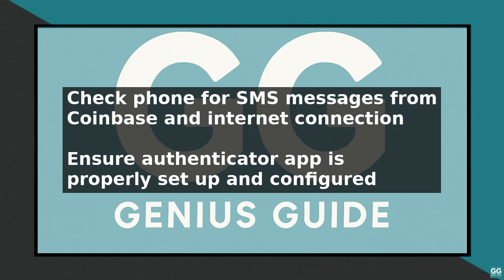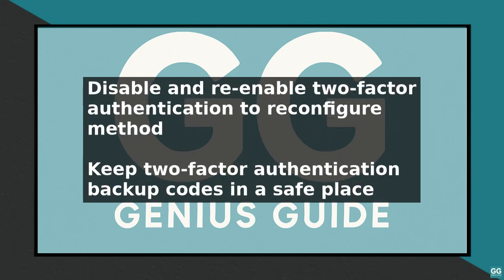If you are using an Authenticator app, such as Google Authenticator or Authy, ensure it is properly set up and configured. Open the app and check the code being generated. If the code is not being generated, try restarting the app or reinstalling it. If you are still having trouble, try disabling and re-enabling two-factor authentication on your Coinbase account. This will prompt you to reconfigure your two-factor authentication method.